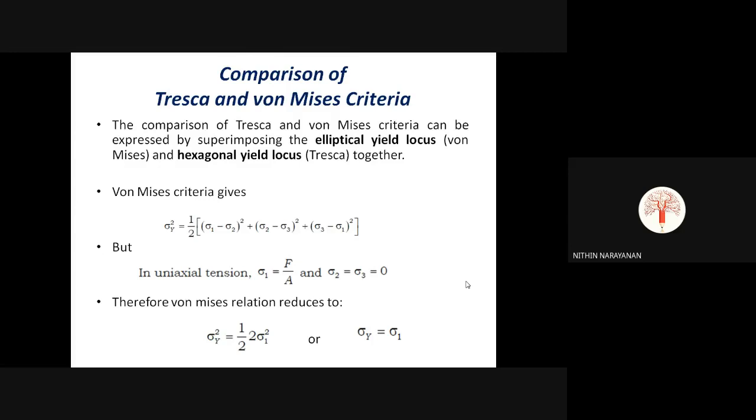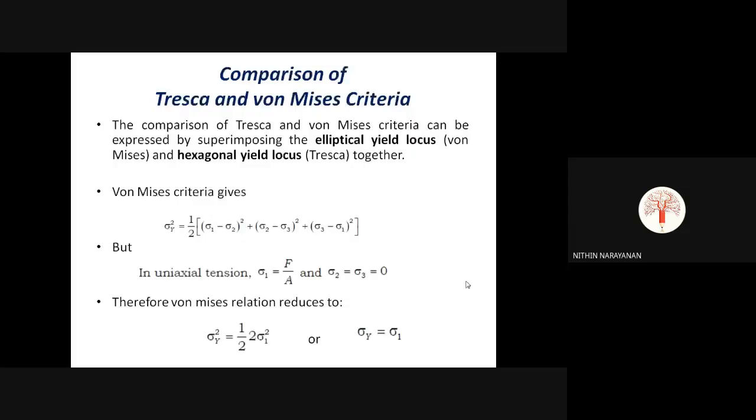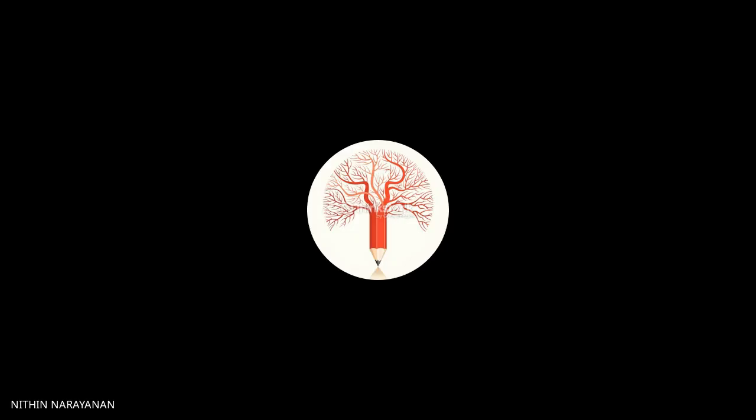Yield stress criteria, there are the common or mainly used yield stress criteria in the metal forming operations. There are two types, that is Tresca and von Mises criteria. Otherwise, it can be asked like this: what are the two main flow rules used in metal forming operations?